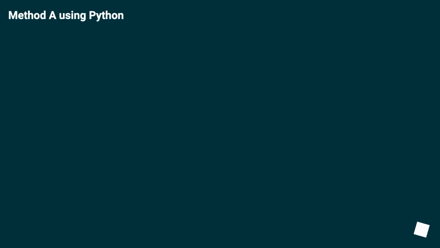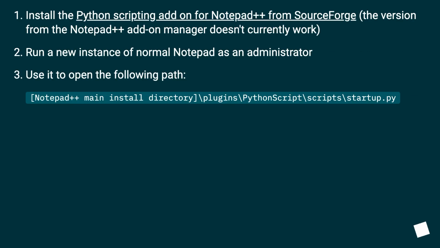Method using Python. Install the Python scripting add-on for Notepad++ from SourceForge. The version from the Notepad++ add-on manager doesn't currently work. Run a new instance of normal Notepad as an administrator. Use it to open the following path: Notepad++ main install directory/plugins/PythonScript/scripts/startup.py.